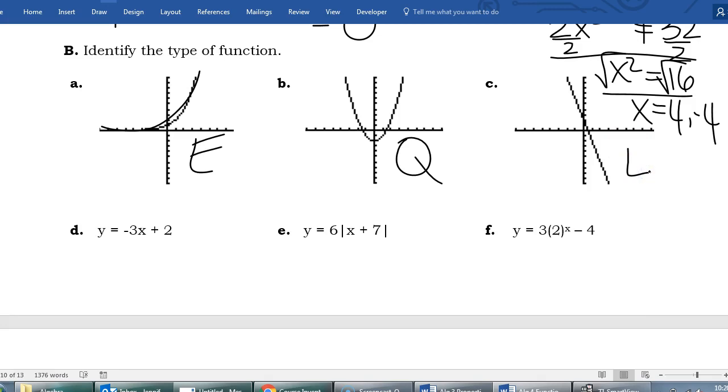Letter D, I'm given an equation, so rather than looking at a picture, I'm going to just think, well, what kind of symbols do I see? I see an X. I don't see any powers, I don't see any lines, no bars, so that's going to be linear. Number 6, I see these vertical bars here. Anywhere I see those vertical bars, that is my absolute value. And letter F, I see a power of X. Power of X means it's an exponential graph.